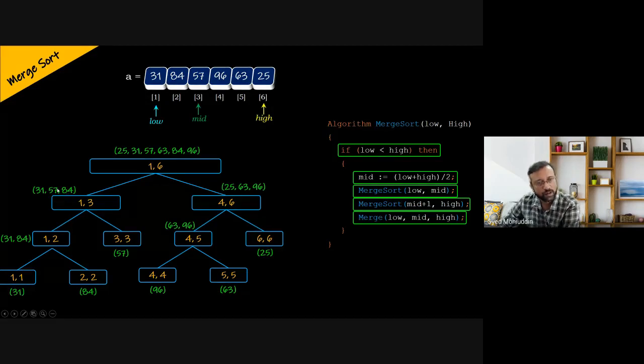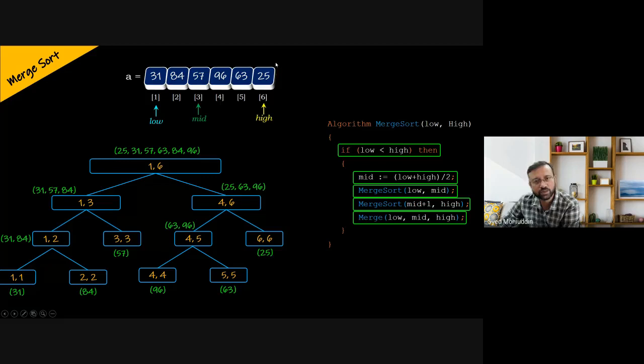Then to the right side, we have 4, 4. 4, 4 is only one element, that is 96. At index 4, we have 96. 5, 5, 63. At fifth index, we have 63. So these two are subsets with only one element. Merge them. They are already sorted. When we merge them, we get 63, 96.